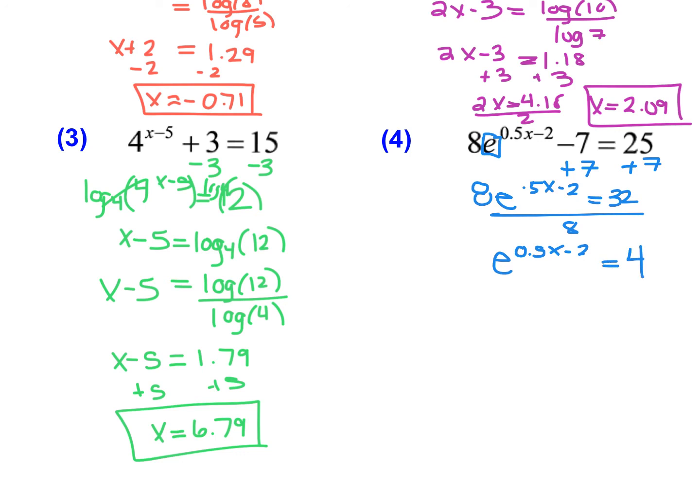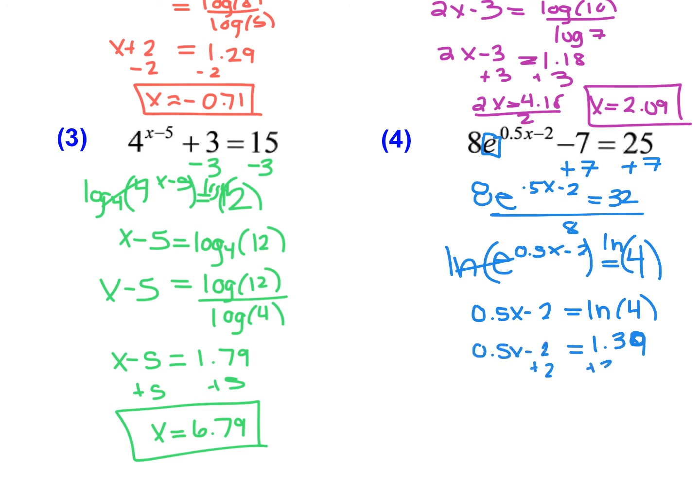Now from here, remember, to undo e, we need to use the natural logarithm because that has a base of e. So we're going to take the natural log of each side. So by doing so, the natural log undoes that e there. So I have 0.5x minus 2 is equal to natural log of 4. What's really nice here is I don't have to use the change of base formula because I can calculate natural log of 4 on my calculator. So if I have natural log and I put 4 on the inside, I find that that's approximately 1.39, round to 2 decimals.